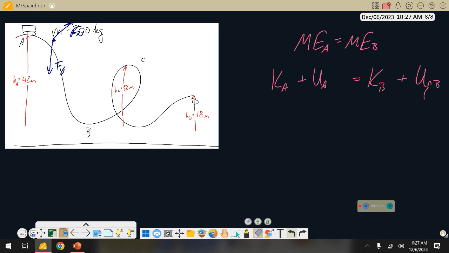So what I would do next is one of two things. For me, I'm going to cancel what cancels, if you have a good gut feeling of this. If you don't, plug in your equations, and the equations will cancel it for you. So let's talk about what cancels up here. What cancels up here? Okay, the kinetic energy at A. Yes, you're fine.